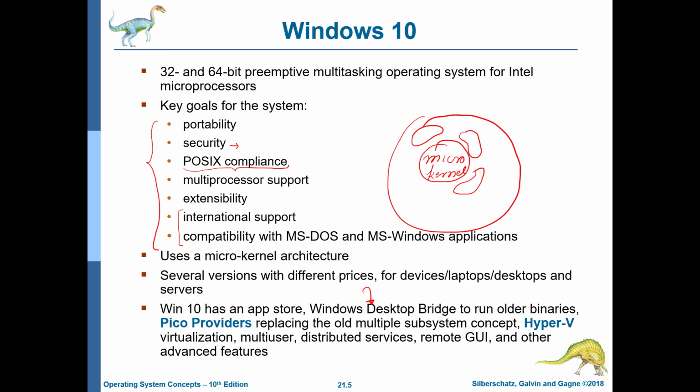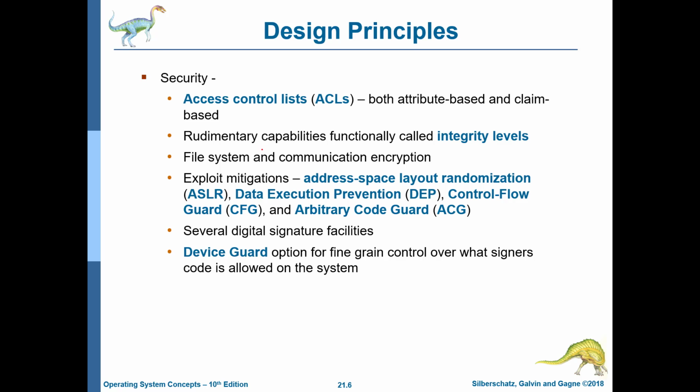There is Hyper-V virtualization support, so there is a native virtualizer quite similar to KVM, and a lot of features for multi-user services, distributed services, remote desktops, and so on. So these were things that Linux used to have, which drew many people, including myself, towards Linux in the early days. But then, of course, things changed in the sense that these features came into Windows and now they are quite easy to use. So, in terms of design principles, we have both attribute based and claim based.